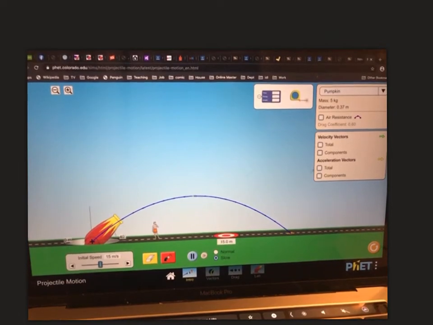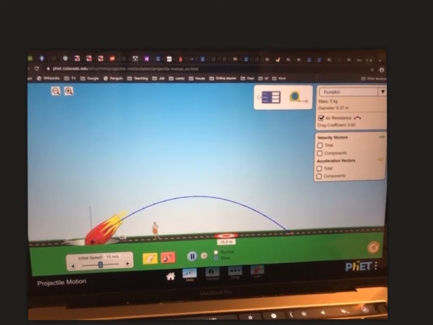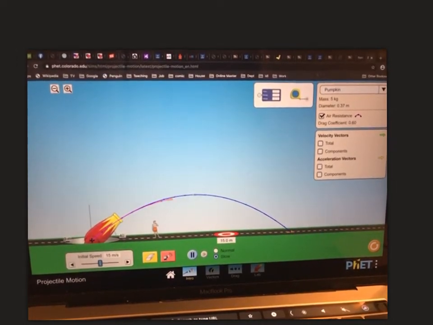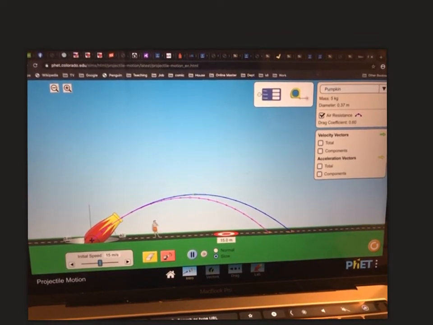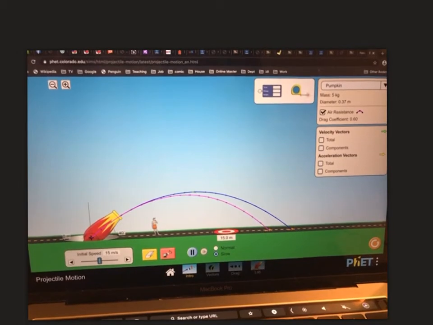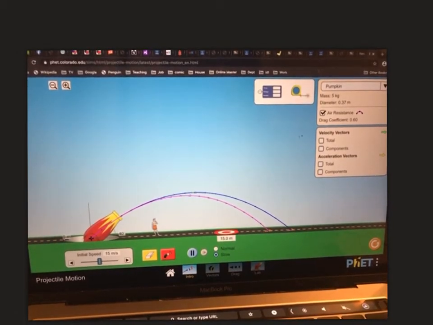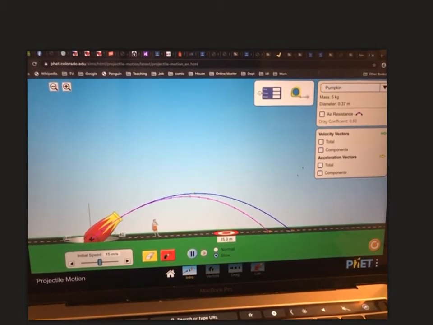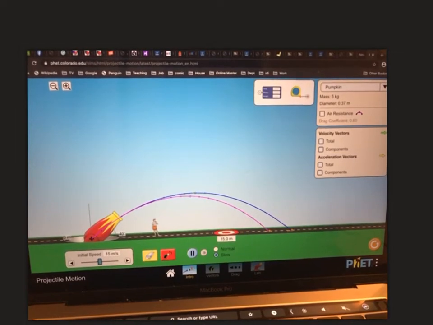Now I'm going to turn on air resistance. And I am going to launch again. And you can see when we have that additional force included, which is very difficult to actually calculate, you do not go quite as high or quite as far. Alright, so let's turn air resistance back off, because in this course we're going to ignore air resistance. And let's erase our paths.